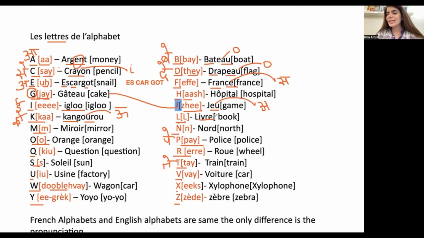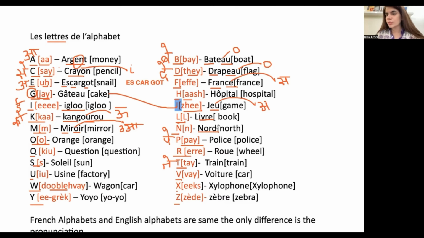Now, L, livre. Livre. Next, M, miroir. So whenever you see that there is OI in French, you read it like oua. So whenever there is OI specifically, you read it like oua. Miroir, miroir.